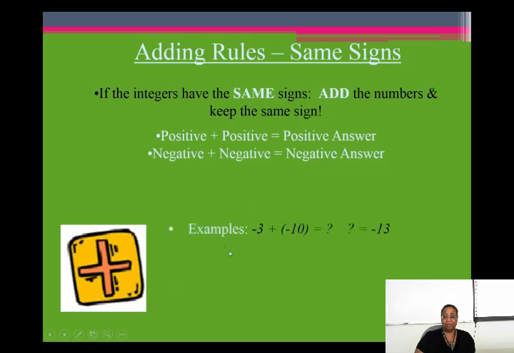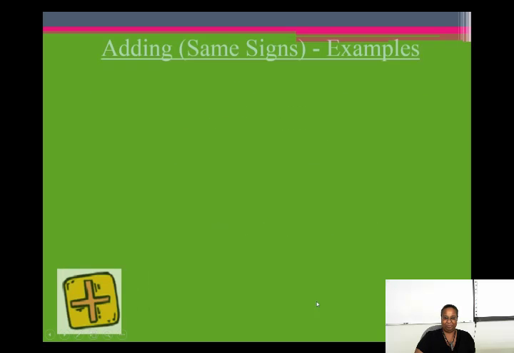Here's some examples. If I have negative 3 plus a negative 10, I'm going to get a negative 13. You just add them and keep the negative. If I have a positive 6 and a positive 8, when I add those two, I get 14, and 14 is positive. So the same sign rule is the very first rule for addition. Here's some more examples.